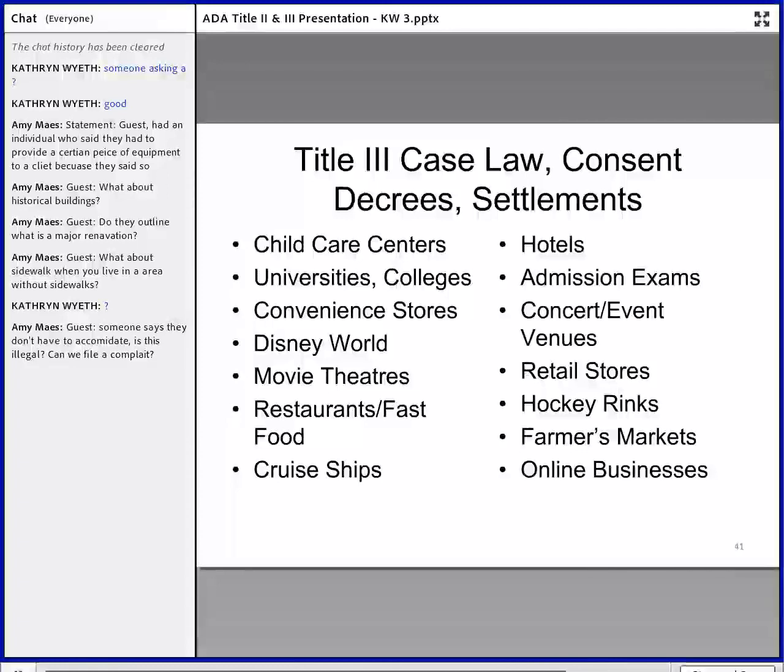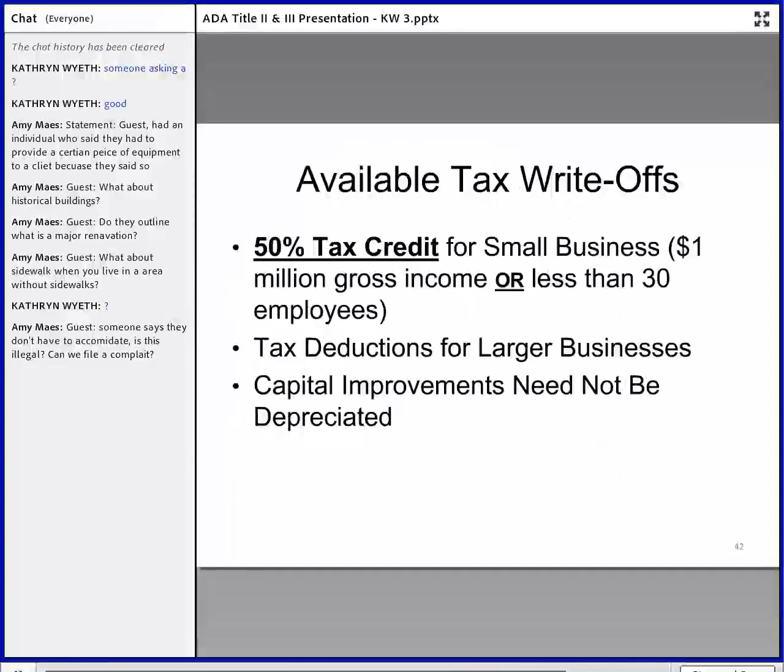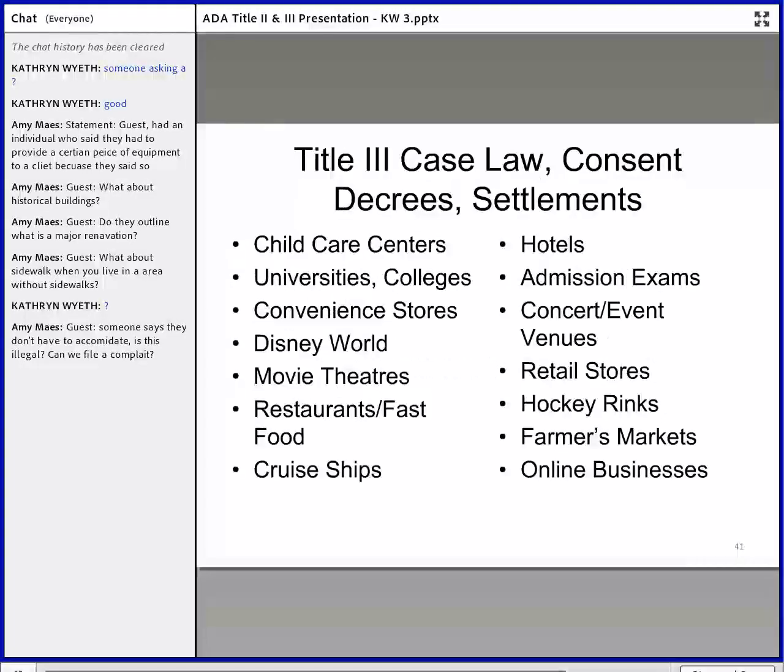Hockey rinks: there are a couple of cases that talked about the path of travel from one hockey rink to another. If you've ever been in a big hockey rink facility, you've got to make sure those paths of travel exist. Farmers markets have been sued for accessibility issues. And then, of course, online businesses have been sued a lot for their platforms to become accessible. Okay, I know I jammed through Title III, but again, it's very similar in terms of the mandates for accessibility.